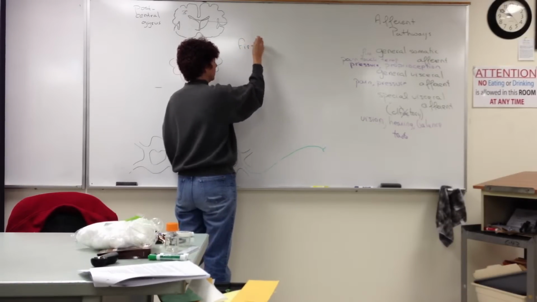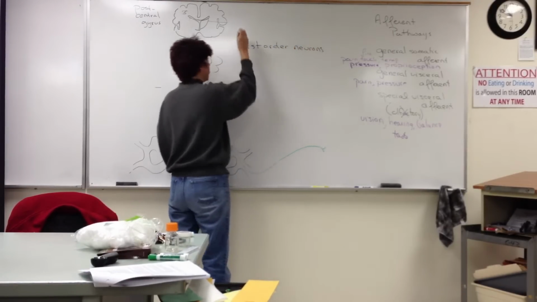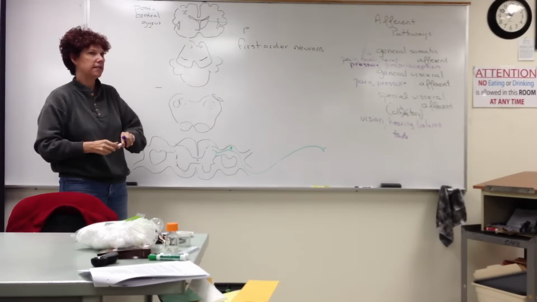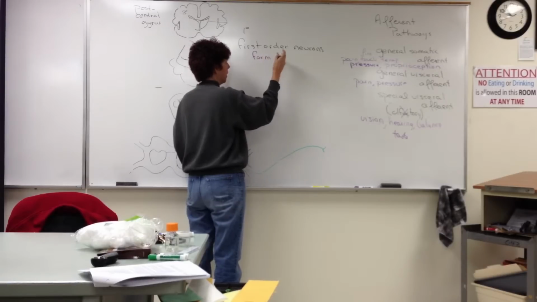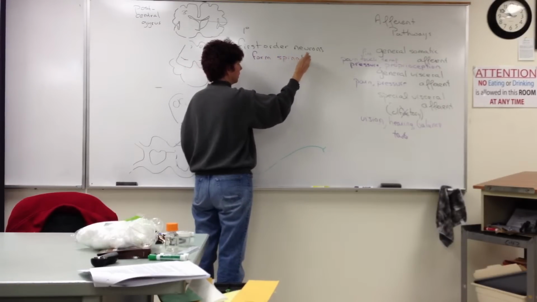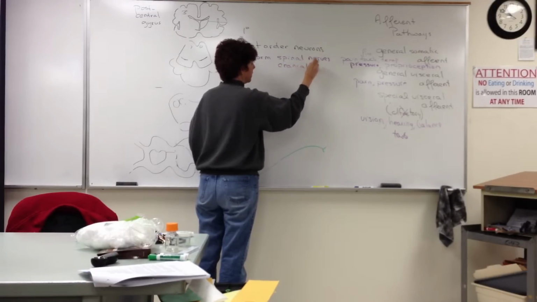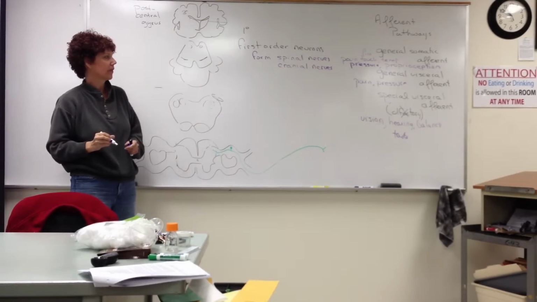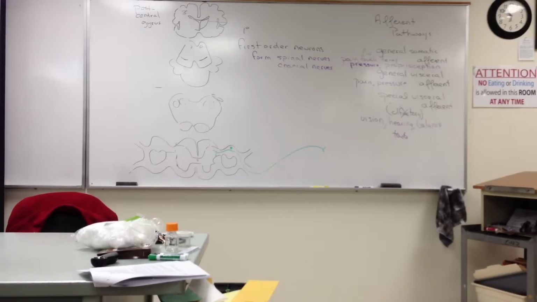First order neurons. And you can abbreviate this with that symbol. Okay. First order neurons are the neurons that form the spinal nerves and cranial nerves, provided the cranial nerve contains sensory information. And even a purely motor nerve, like the oculomotor nerve, is going to contain some sensory information. And what is that sensory information going to be?